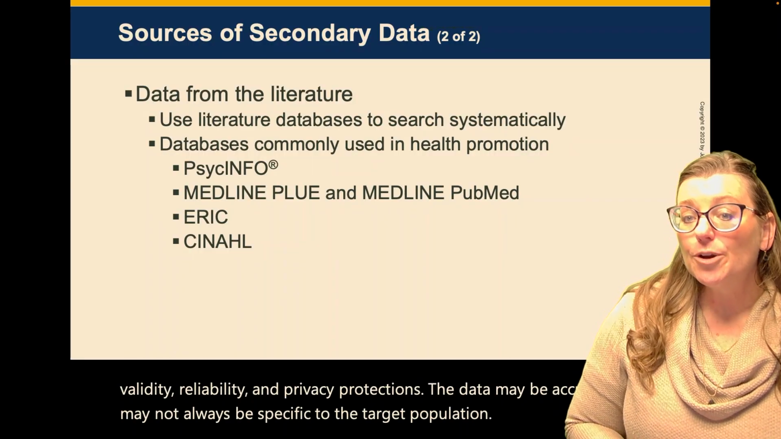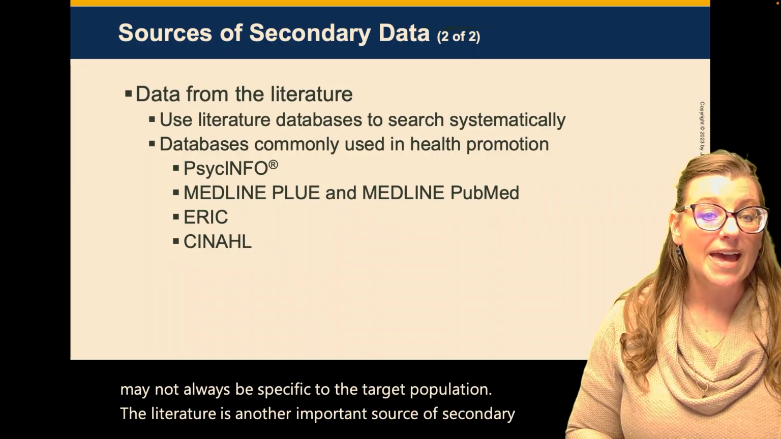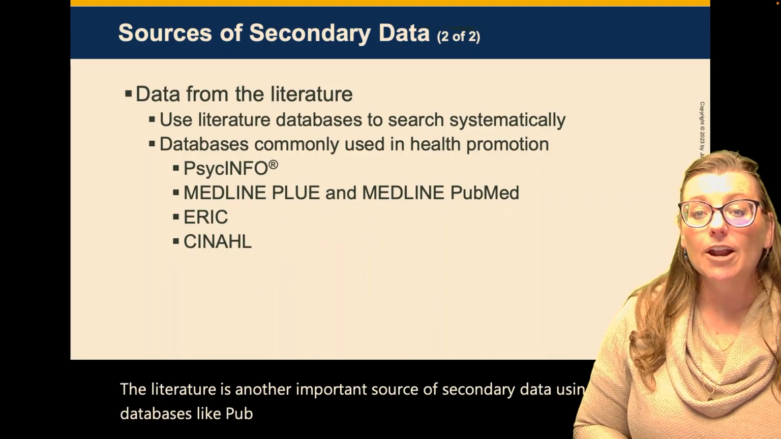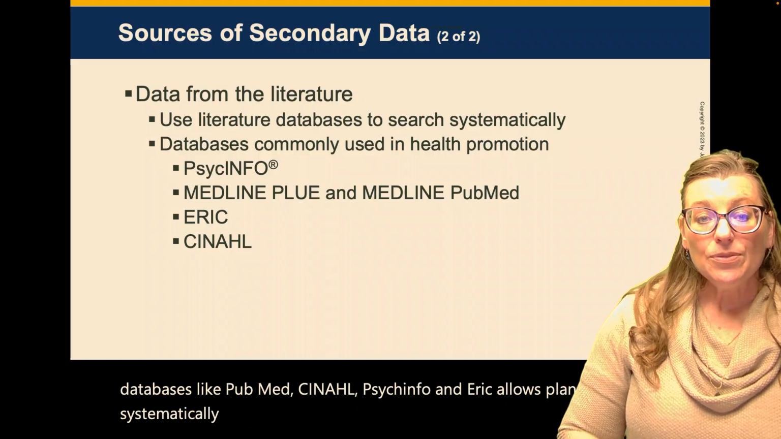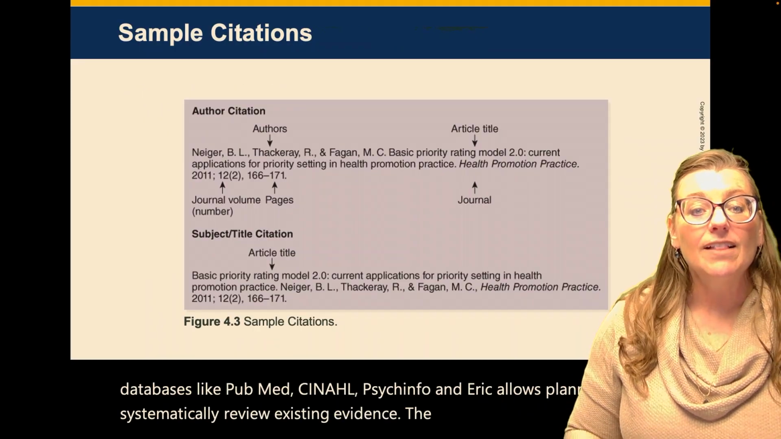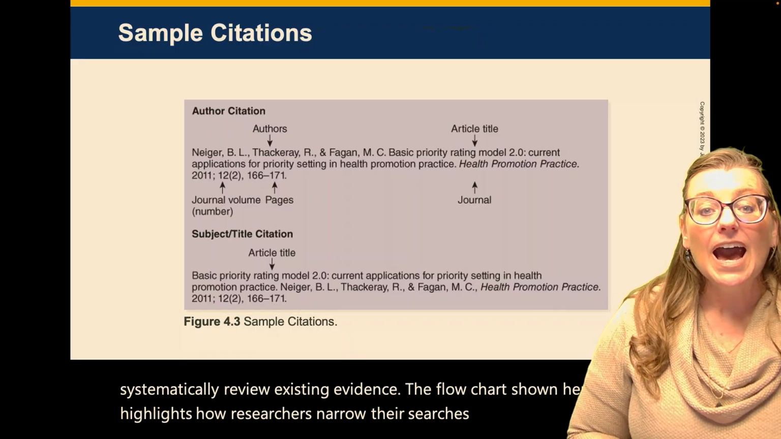The literature is another important source of secondary data. Using databases like PubMed, CINAHL, PsycInfo, and ERIC allows planners to systematically review existing evidence. The flowchart shown here highlights how researchers narrow their searches to identify relevant, high-quality sources.